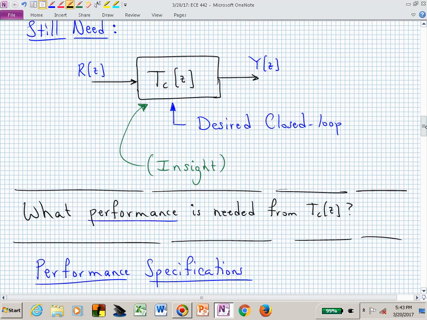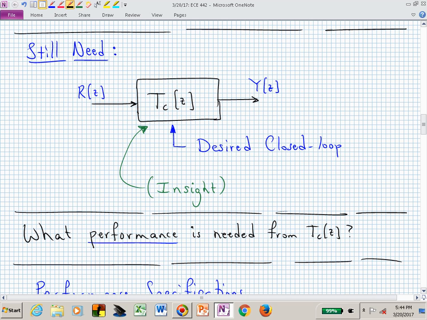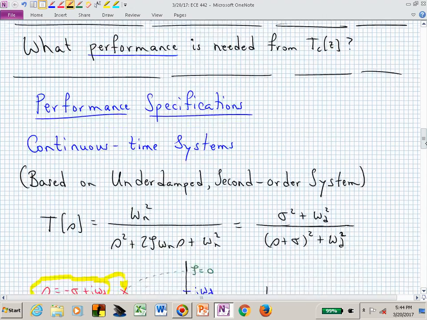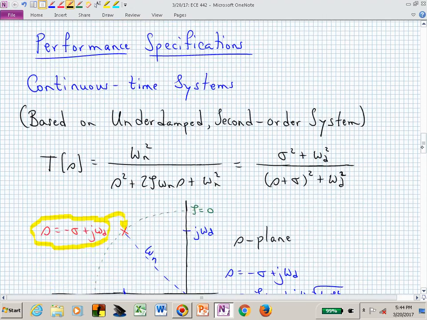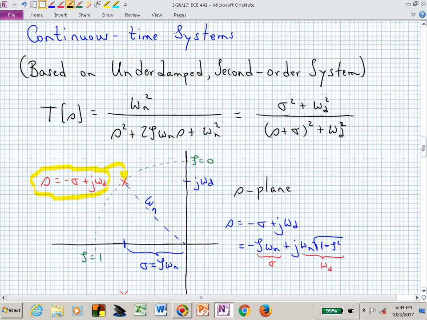Or, if we're worried about the transient, what performance is needed? Or we may want steady state accuracy. We may want zero error between where we want the output to be and where it actually is. Or maybe we can tolerate some steady state error, but we want to improve or enhance our transient behavior. For that reason, we need to get very comfortable with performance specs, or specifications, that we want our system to achieve, and we've talked a little bit about that relative to second-order underdamped systems.